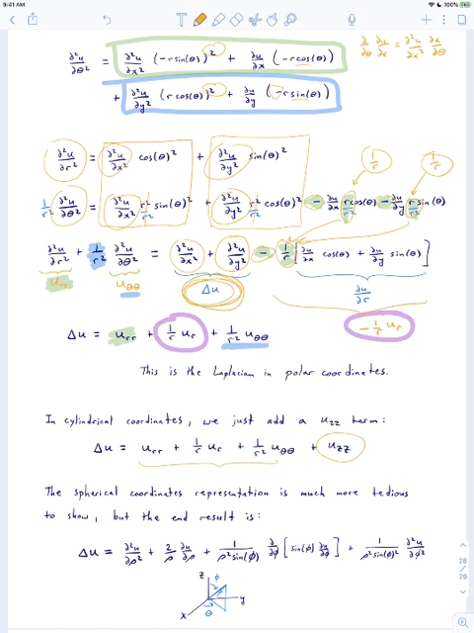In spherical coordinates, it's quite a bit more tedious, but if you do all of the computations, you can compute the Laplacian in spherical coordinates, and it looks something like this. I won't go through that derivation.